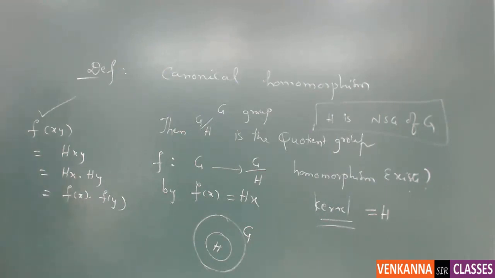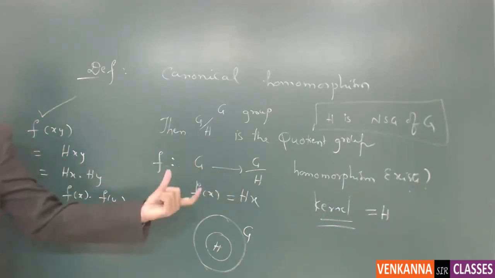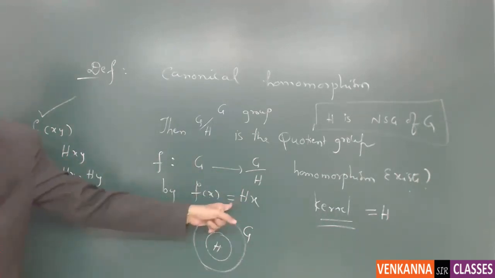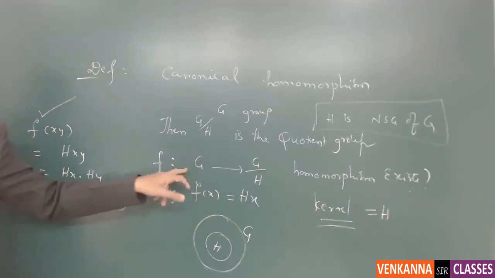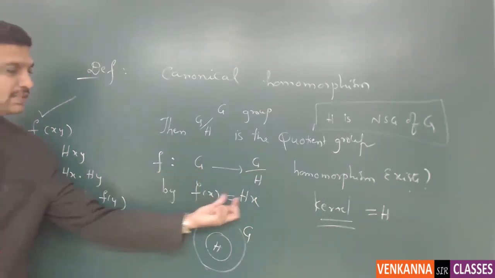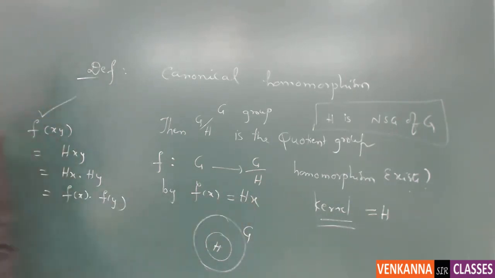So is it clear, the definition? What is meant by canonical homomorphism? The homomorphism defined from a group to the quotient group with the property that f of x is equal to Hx. In this way, we are defining the homomorphism between these two. So the element is paired with the set. Element-set relation it is. Okay. Any questions you can ask?